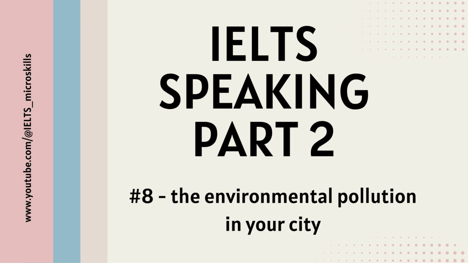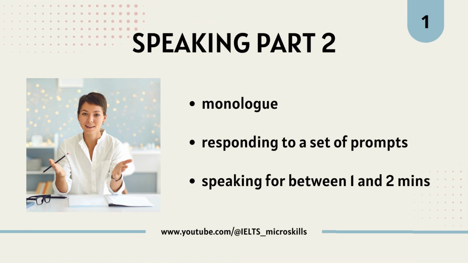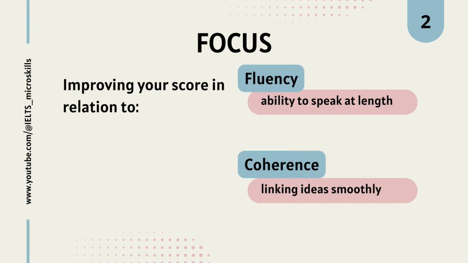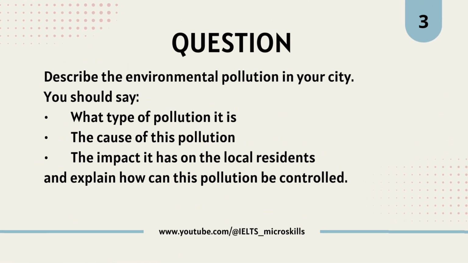Hello everyone. In this video, we're going to work through an example speaking part 2 question and practice ways you can improve your grade in the test. Let's start with today's question then. Describe the environmental pollution in your city. You should say what type of pollution it is, the cause of this pollution, the impact it has on the local residents, and explain how can this pollution be controlled?